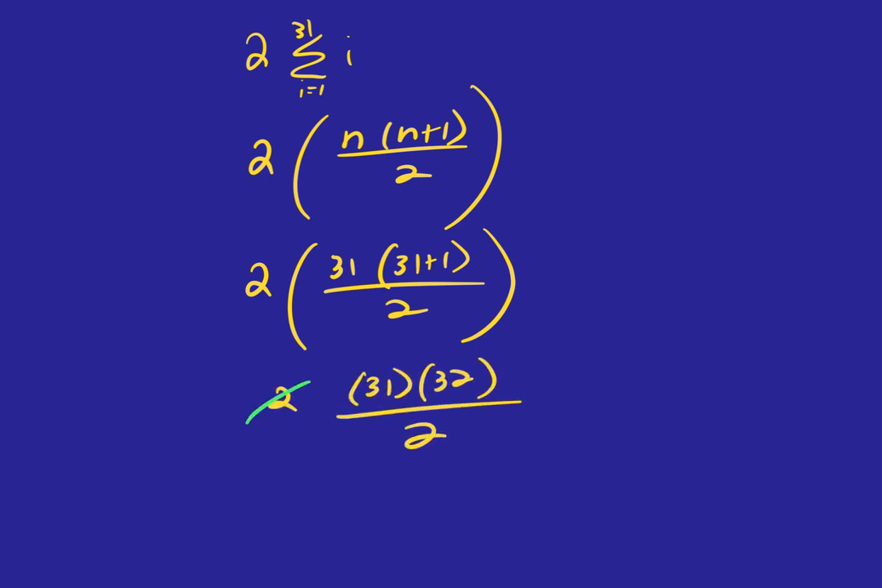If you want to simplify it so you don't even have to type it all in, you totally can. Just do 31 times 32. But you can also plug it in its entirety. Like I could have done 2 times 31 times 32 and then divided by 2. I still get the same answer.